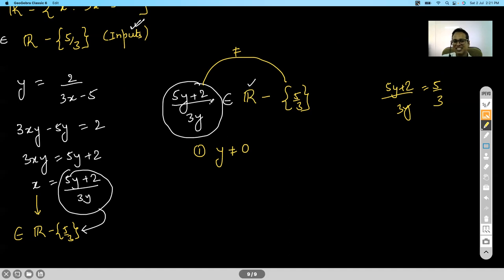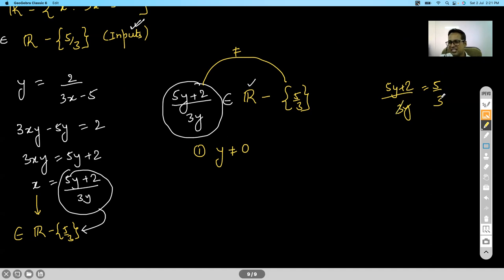Since this cannot take a value of this, I'm trying to see that if I equate it to 5/3, what value comes out from there? That value of y, I will also exclude. So 0 anyways, I have excluded. I will also exclude that y value, which will come out when I solve this equation. But let us see what happens when we try to solve this equation.